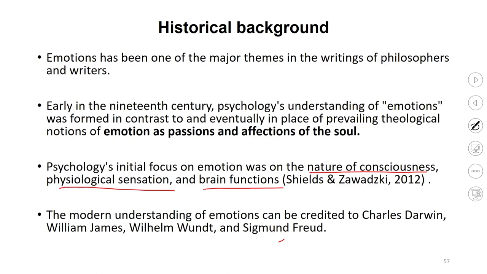Much of the modern understanding of emotions that we talk about in today's literature can be credited to earlier researchers. Prominent among them are Charles Darwin, whose major ideas we'll talk about, and William James, whom we will also discuss. Wilhelm Wundt was also one of the initial pioneers in psychology. Sigmund Freud also talked about emotions in his theory of psychoanalysis. We will not be able to talk about everyone's ideas because it will make the lecture very lengthy, but we will talk about some of the major theories and major figures in the history of emotions.